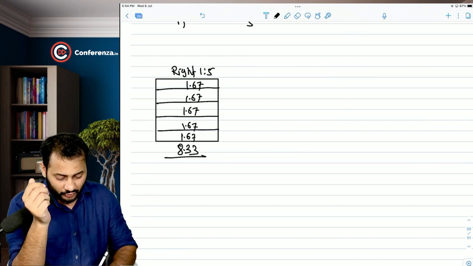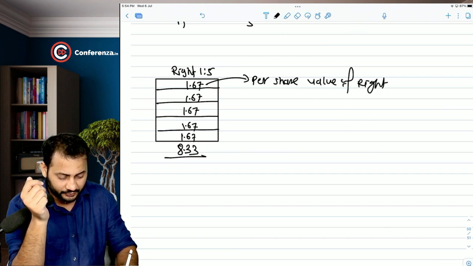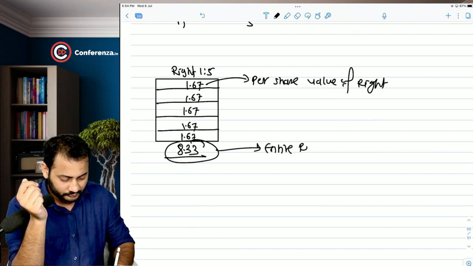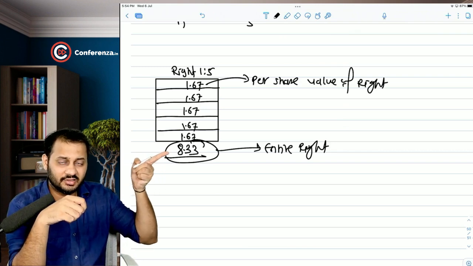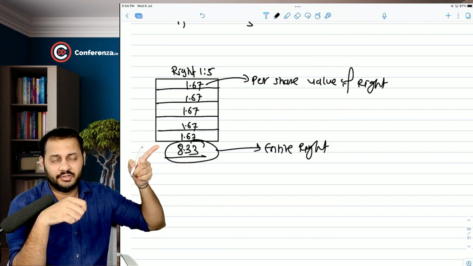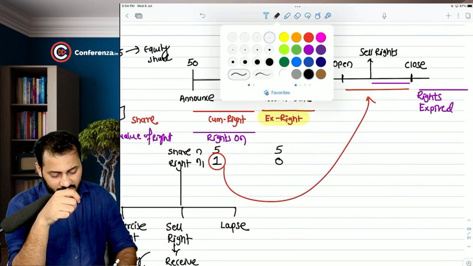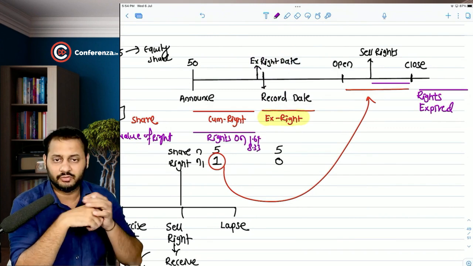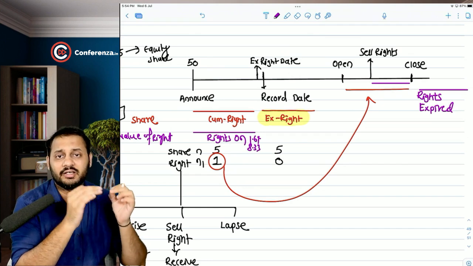And value of the right per share is 1.67 if someone asks you. But value of the one right, entire right, is 8.33. So at the time of selling, you will be selling this, not individual rights per share. Okay. So whatever I am saying here, I can say that 1.67 is the rights value per share, or 8.33 is the total value of the right. But in that period only, if you want to sell it to someone else, sell it at 8.33.